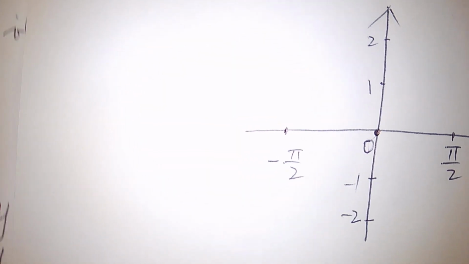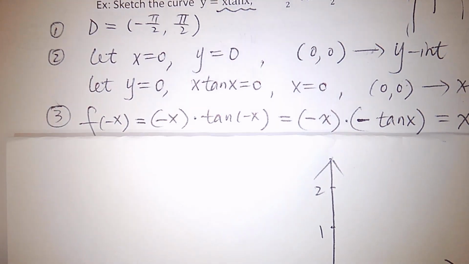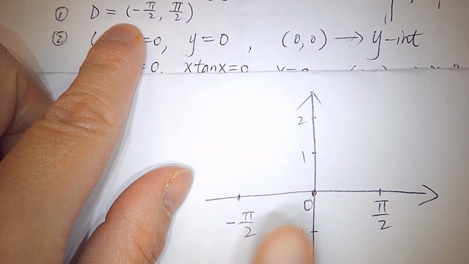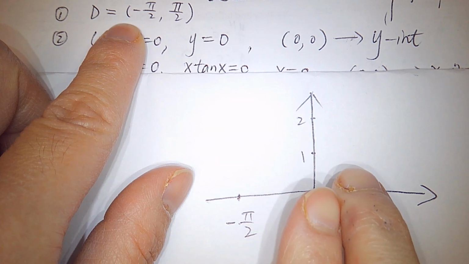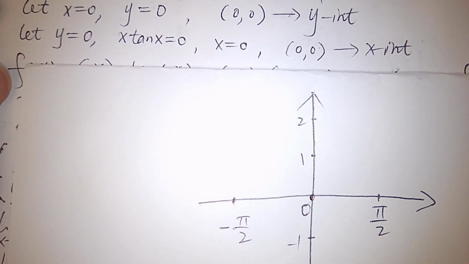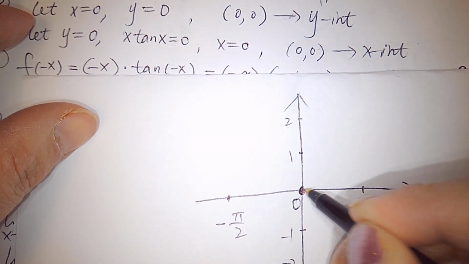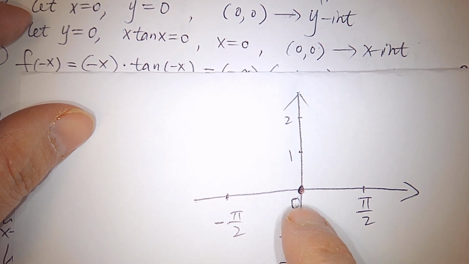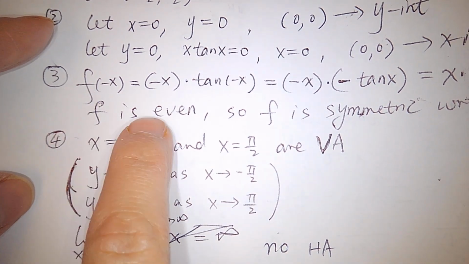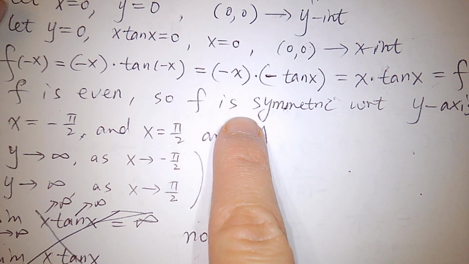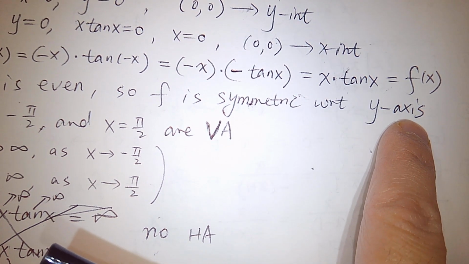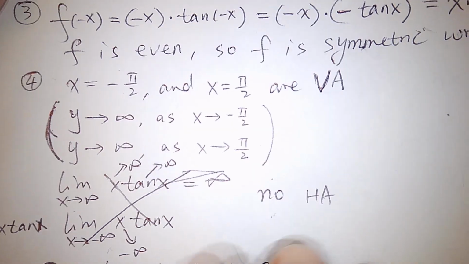Alright, let's check. Domain: negative pi over 2 to pi over 2, so our graph will be in between. Step 2, what is the intercept? Origin. Our graph will pass through the origin. Step 3, f is even, so the graph is symmetric with respect to what? The y-axis. But we don't know how yet.